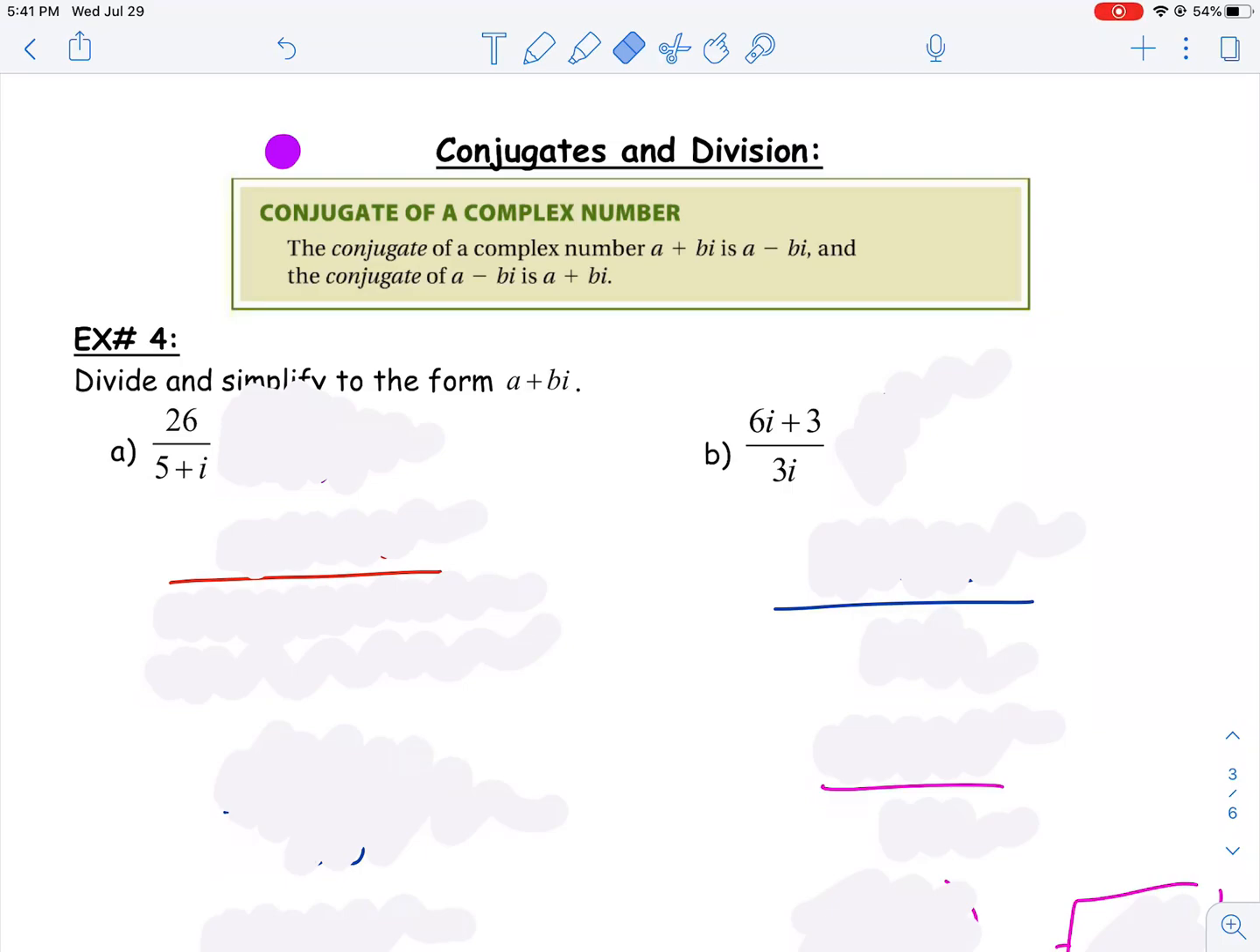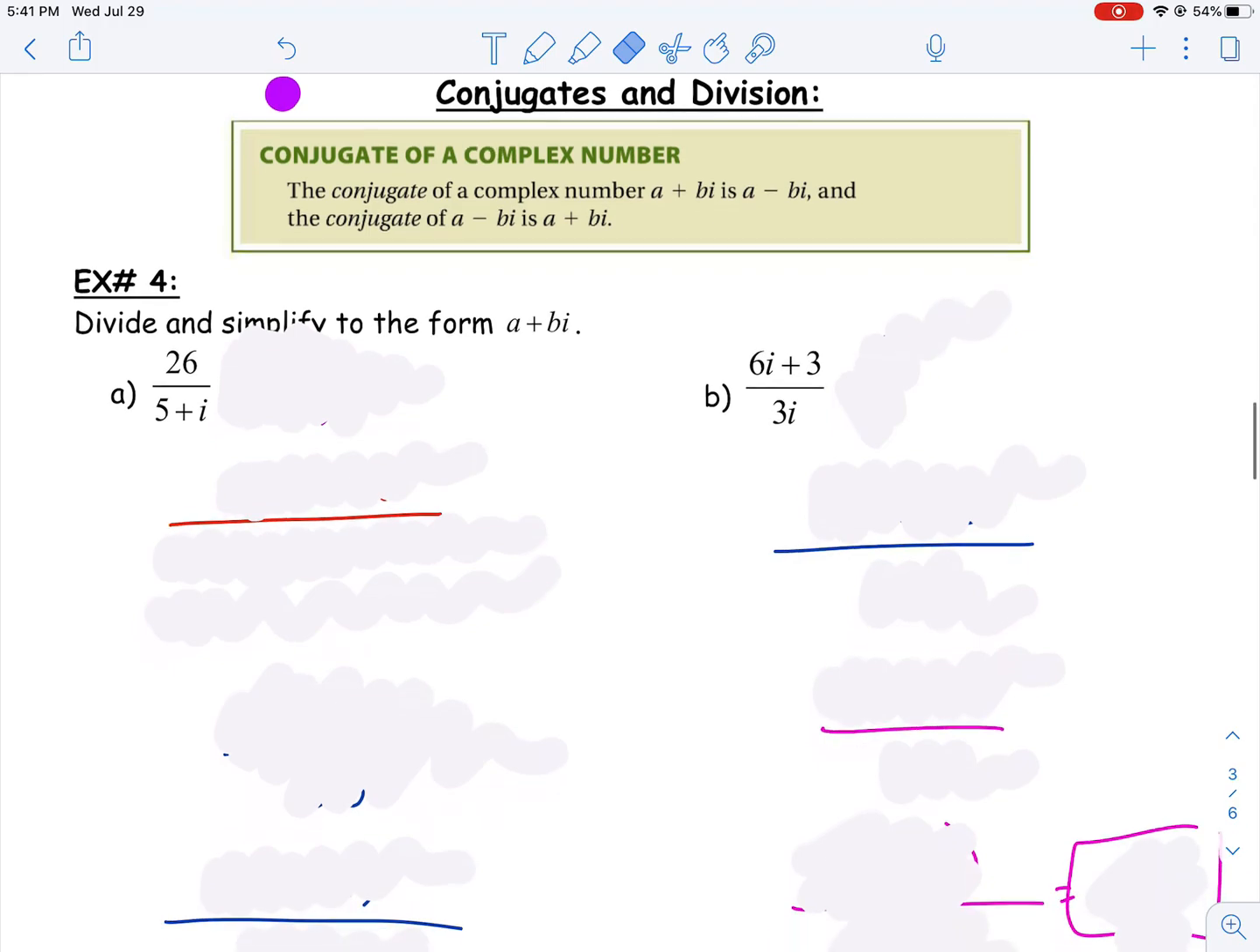All right, we just talked about multiplying imaginary and complex numbers. Now let's talk about dividing them and conjugates. Remember that sometimes we can use conjugates, opposites, to get rid of certain things like radicals, or now we can even get rid of imaginaries.